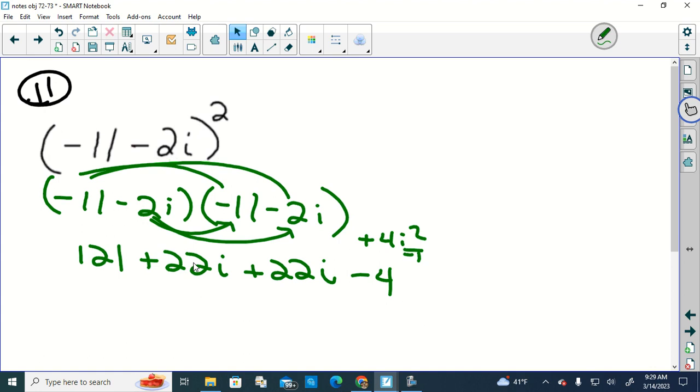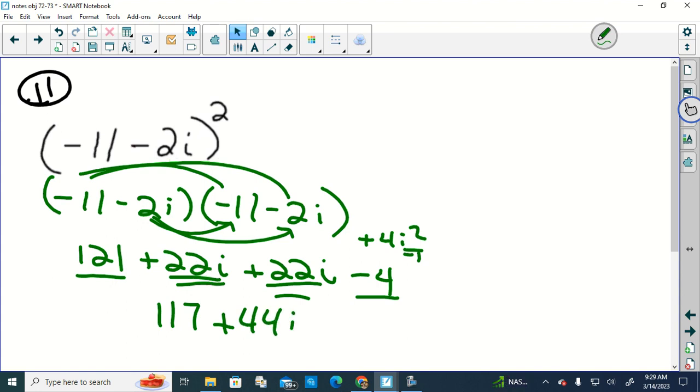So combining our like terms, I got 121 and a negative 4, which would give me 117. And then combining our two like terms, we're going to add, and we've got 22 and 22, which is going to be 44i. And then you are done.